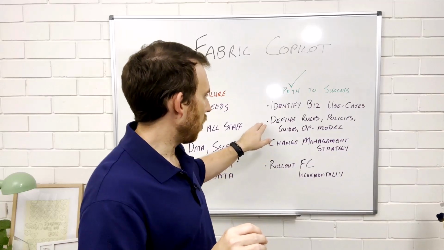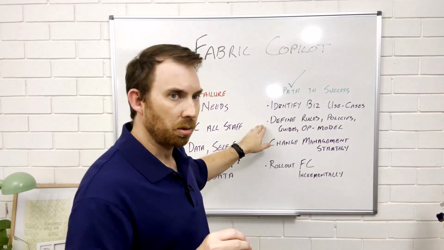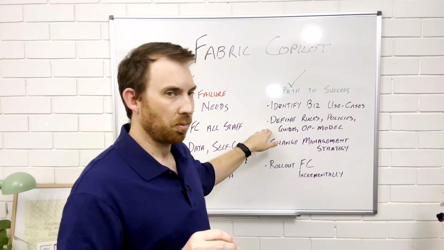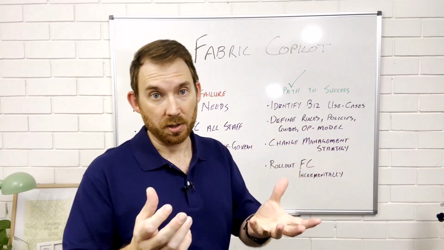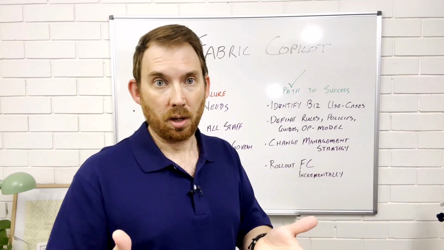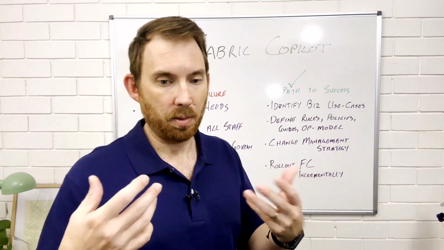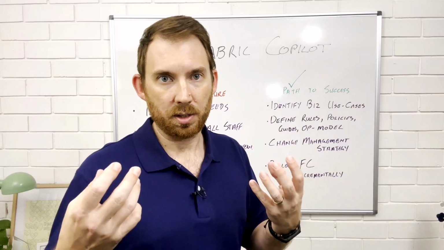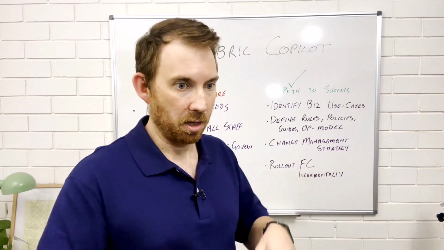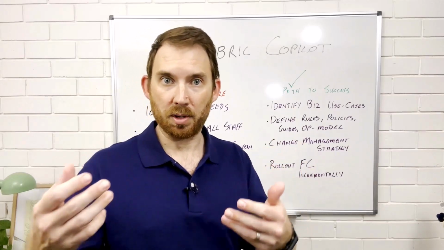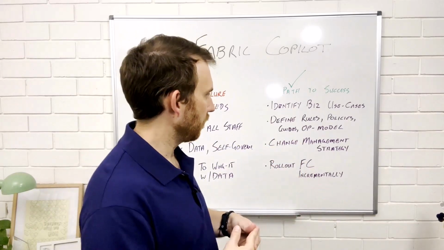And with that, define the rules, the policies, the guides, and the operating model you'll need to support it. This is basically the governance over Fabric Copilot. Like any technology enabler we put out there, we should be thinking about how people will use it and the governance structures for that, including how we support and manage these environments.